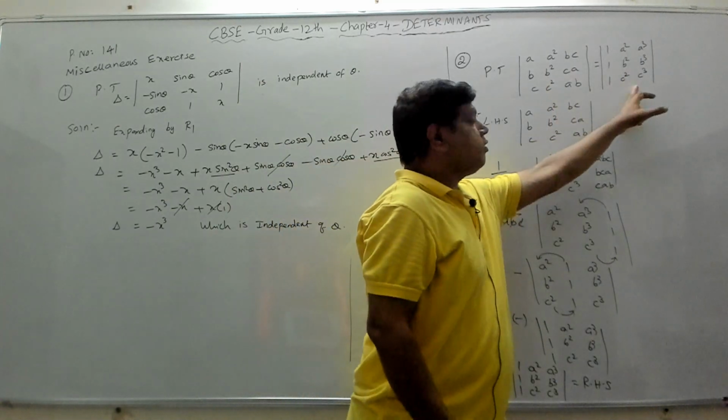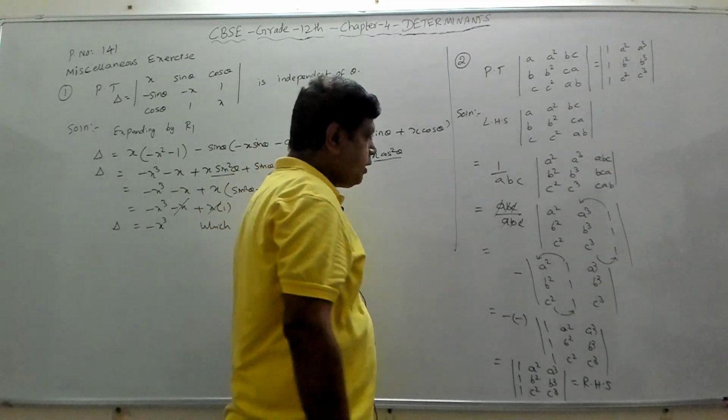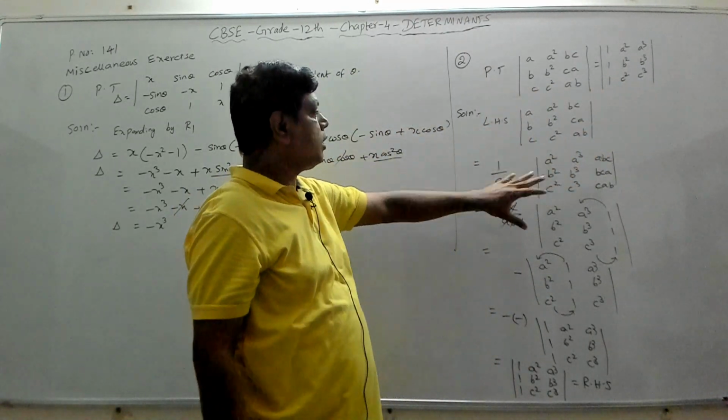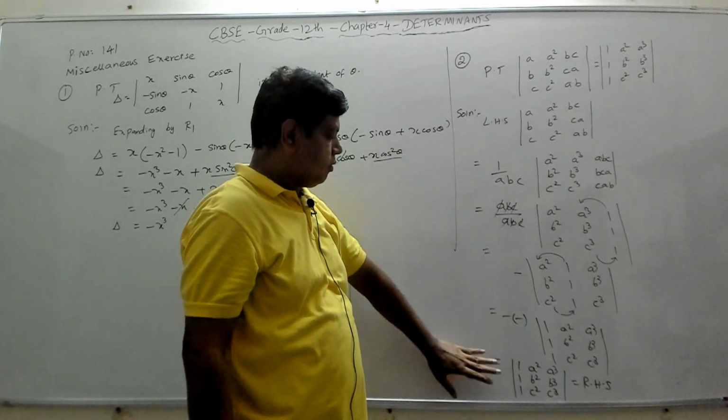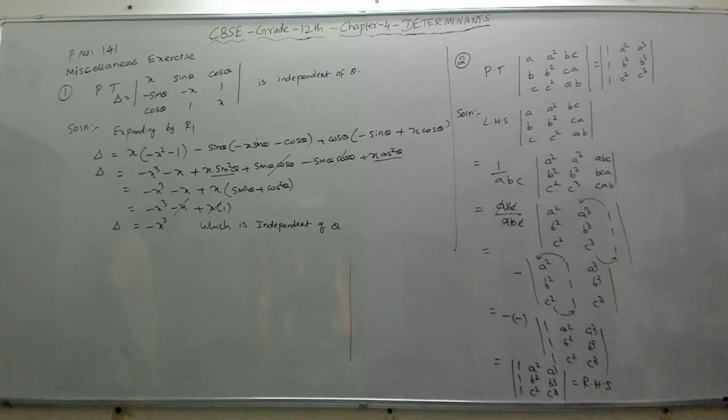We put this equal to this without expanding. Right? We are just applying the properties of determinants and we are proving that LHS is equal to RHS. That's why without expanding. We never expanded the determinant. Fine. So this is the answer. So all of you can pause the video and take the notes. I will go to the next problem.